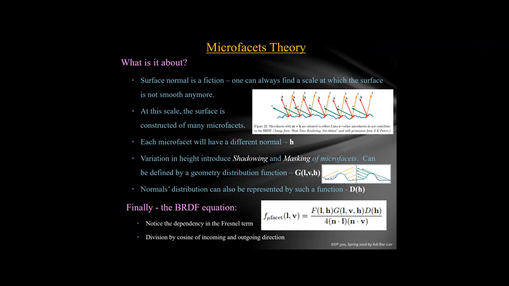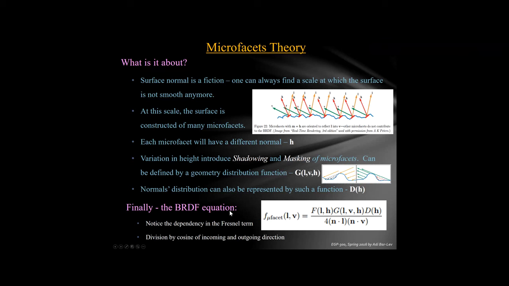So we're already talking about two functions. One is the normal distribution function. The other one is the geometry distribution function for occlusion. And lastly, we already spoke about the Fresnel function, which we said we will use the Schlick. And so if we put everything together, we get the BRDF equation.